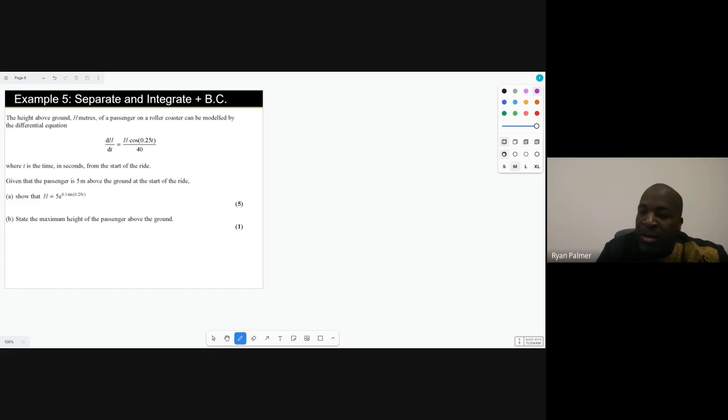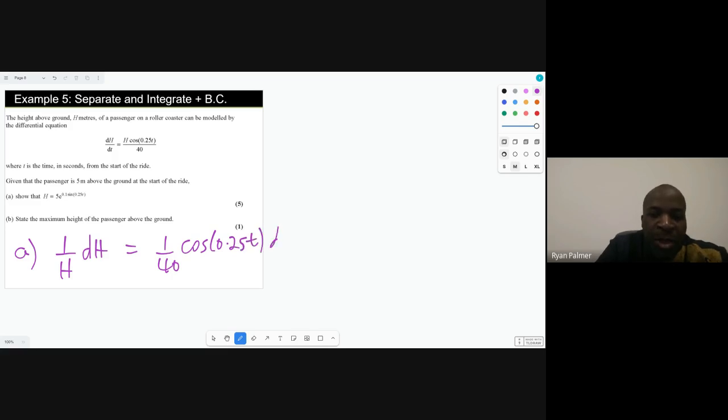So we're going to use the standard approach, which is to separate and integrate. We group the h's with the dh, so we end up with 1 over h dh is equal to 1 over 40 cos 0.25 t dt. So that is the separate part. Then we integrate.